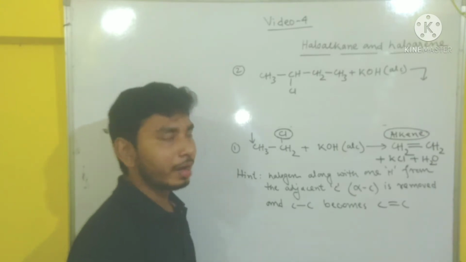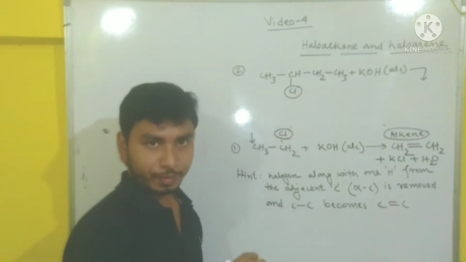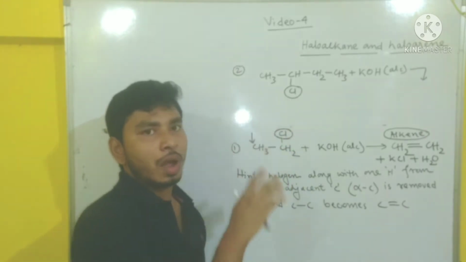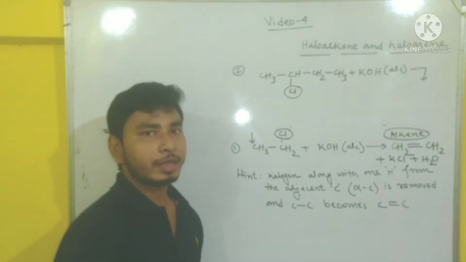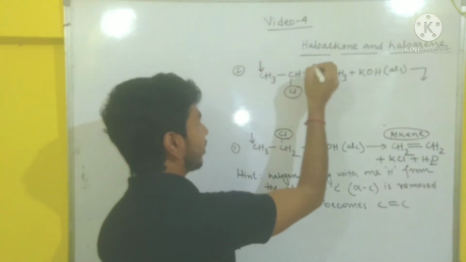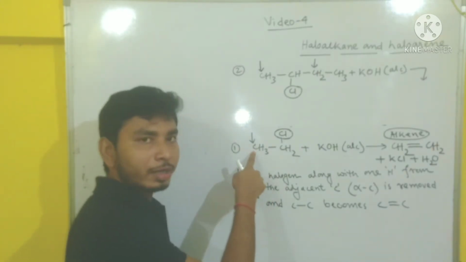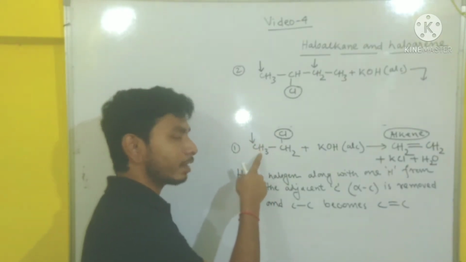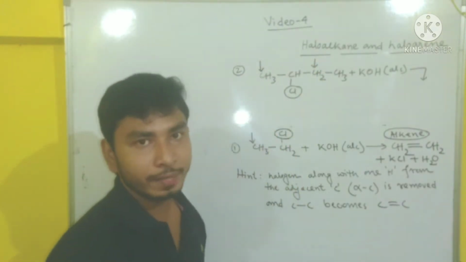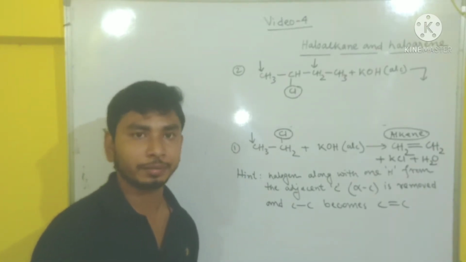What is the technique for writing the product? The halogen has to be removed, along with one hydrogen from the adjacent carbon. There are two adjacent carbons. This is one adjacent carbon and this is another adjacent carbon. In our first example, there was only one adjacent carbon, so hydrogen was removed from that carbon only. Now there are two adjacent carbons, one on the right side and one on the left side. Now the question is, from which carbon will the hydrogen be removed?